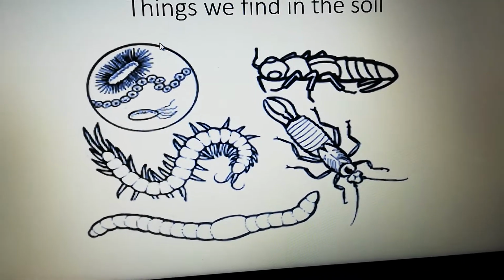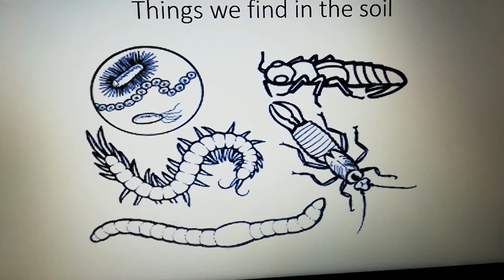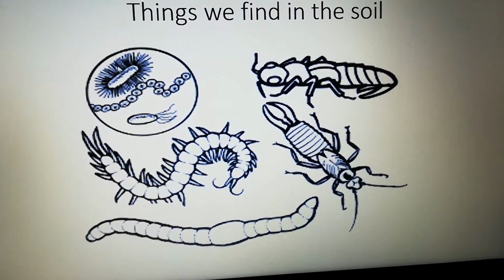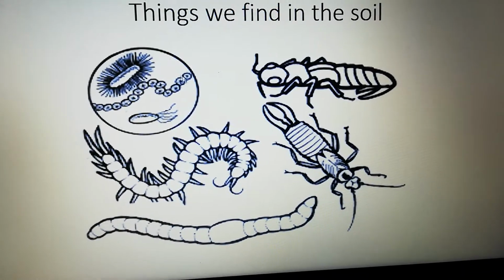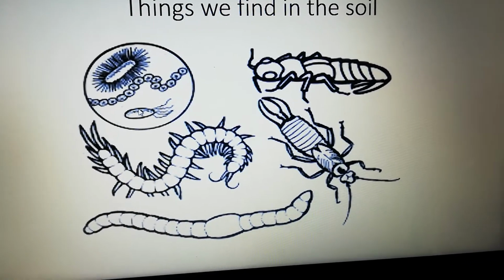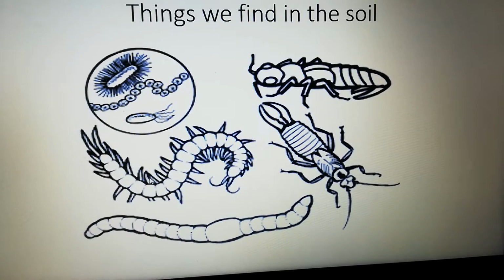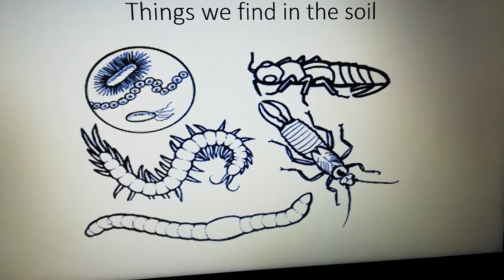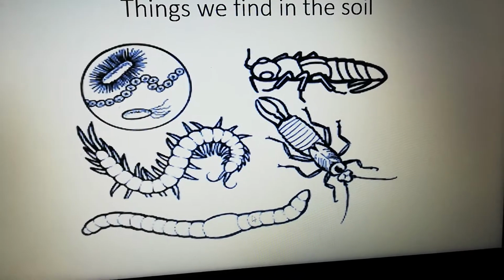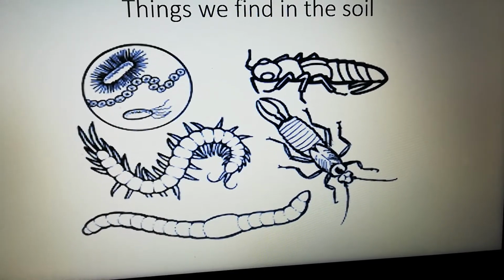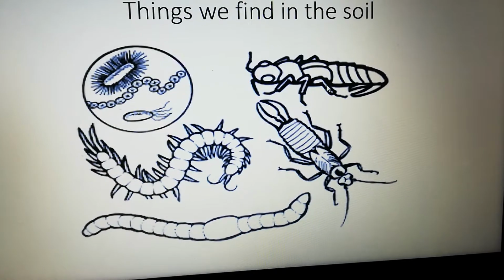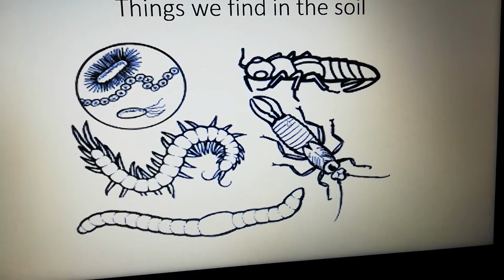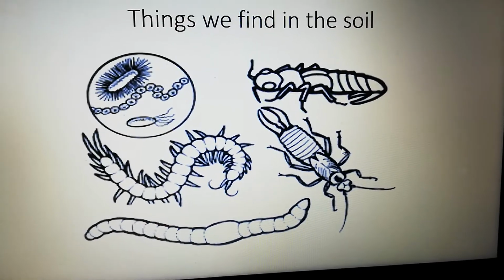For example, if you look here, this is a bacteria. These are tiny microorganisms that are found inside the soil. There are also certain types of earthworms, such as this one and this one. There are also some insects, such as the ant, grasshopper, cockroach.